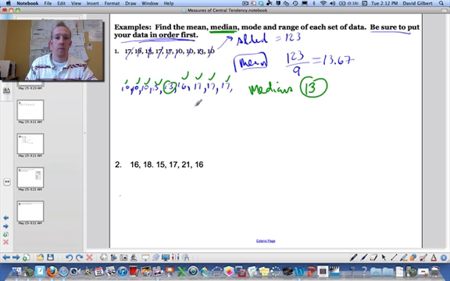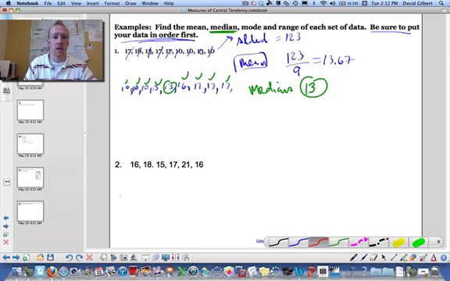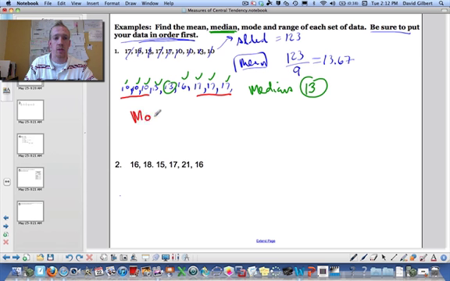And then we want to find the mode. Which numbers occur most? Well, there are two numbers that occur most. There are three 10s and there are three 17s. So it's called bimodal, bi meaning two. So the modes are 10 and 17.